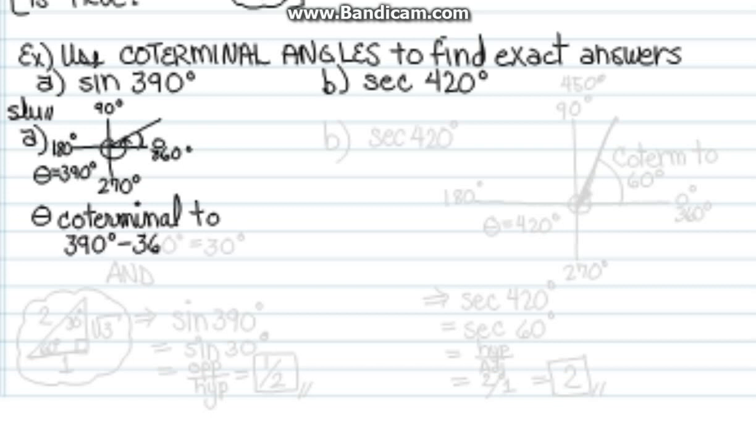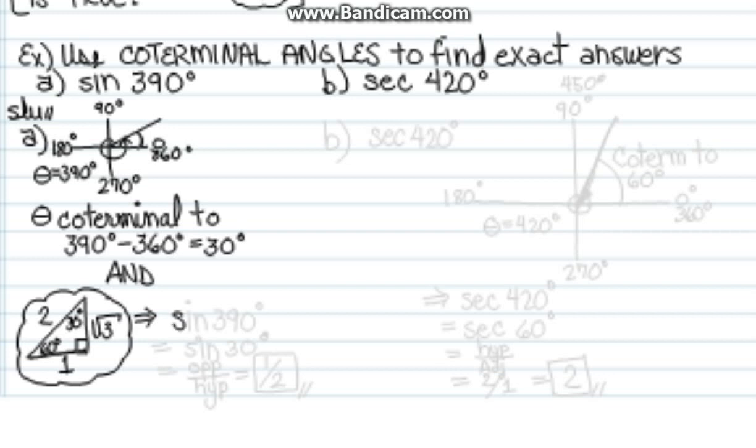390 minus the 360 round trip that we took equals 30 degrees. In the first quadrant, we see that it's coterminal to 30 degrees. We know something about a 30-degree angle. We have this 30, 60, 90 triangle, 30 degrees up on the top and 60 degrees down in the corner, 1, 2, square root of 3 on the sides.